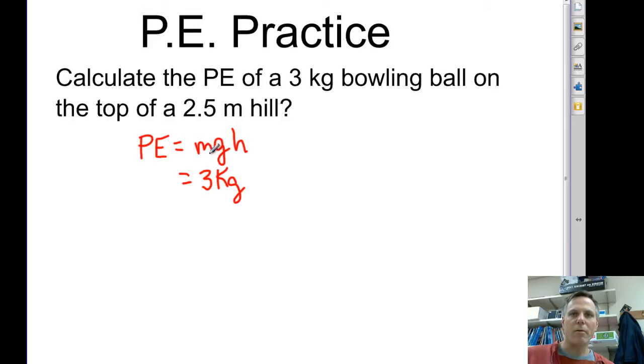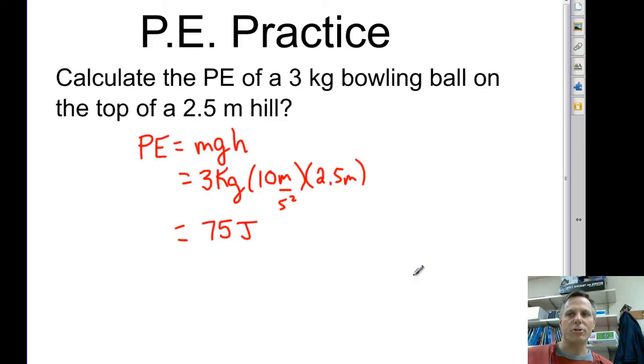Well, we have to multiply our mass times G, which is 10 meters per second squared. And then we have to multiply that by the height it is above the ground, which is 2.5 meters. Ultimately, when we do that, 3 times 10 is 30, times 2.5 is 75. This will give us 75 joules of potential energy.